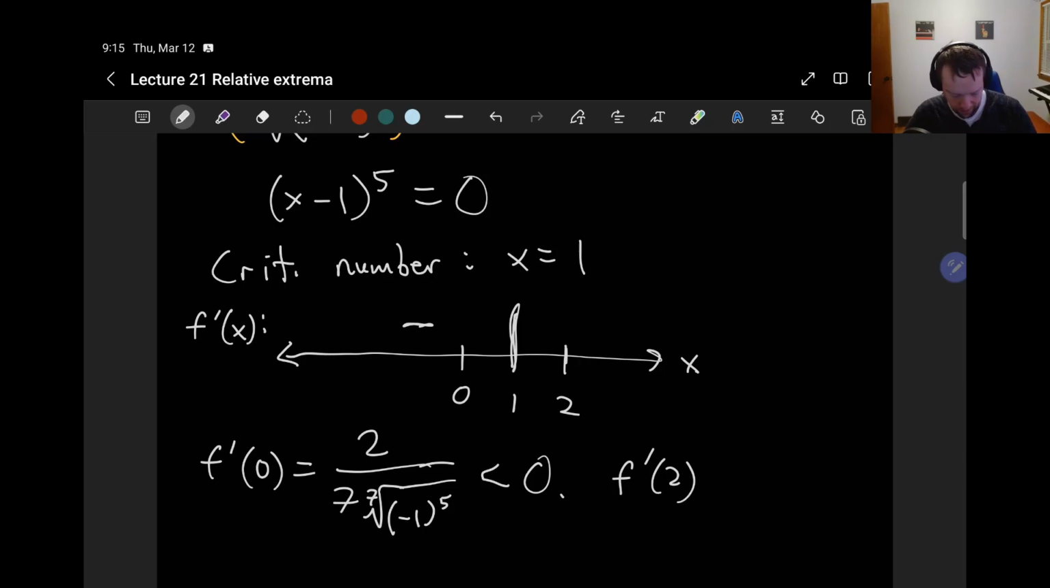All right, let's check the other side, because it's not a guarantee that the derivative is positive over here. Okay, x minus 1, so 2 minus 1, 1 to the fifth. So this part will just be 1. So this is 2/7, which is positive.